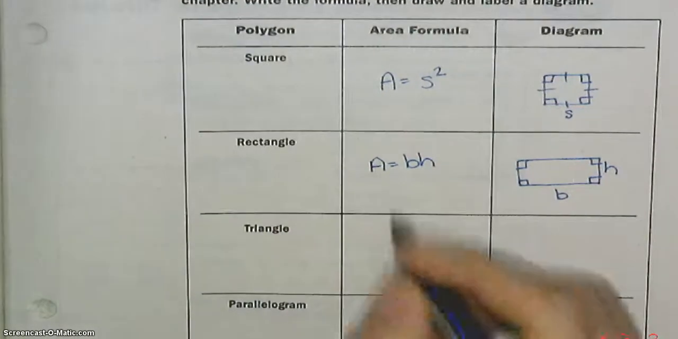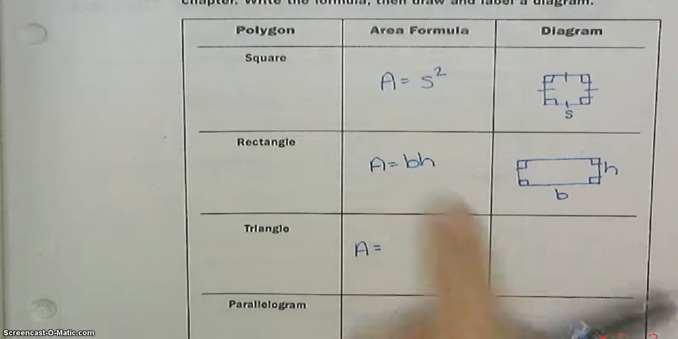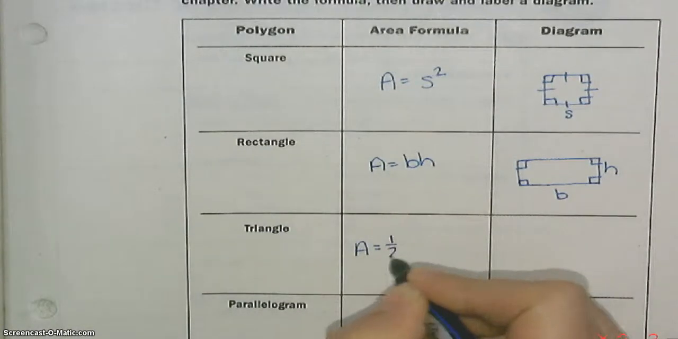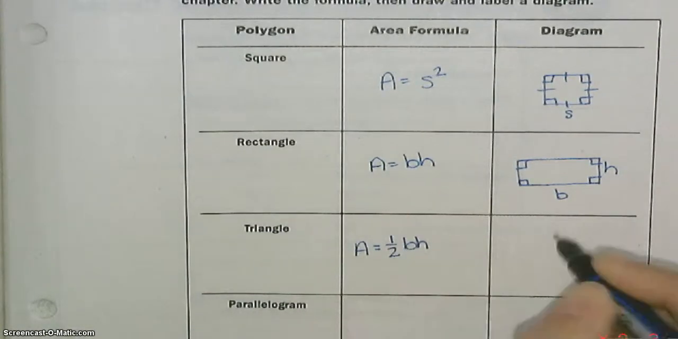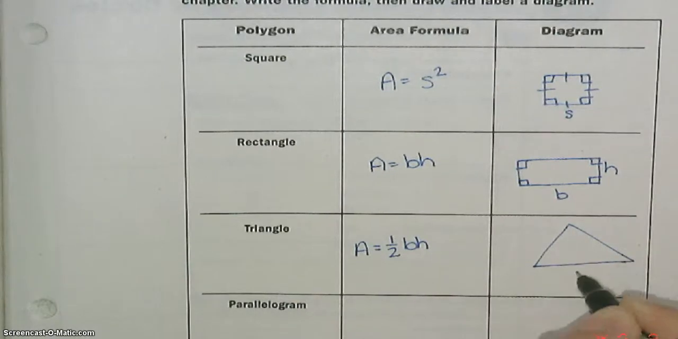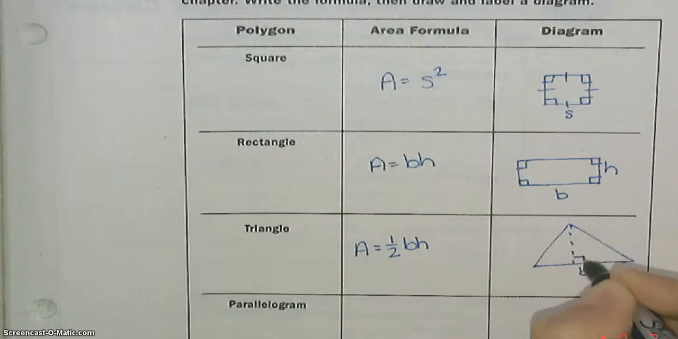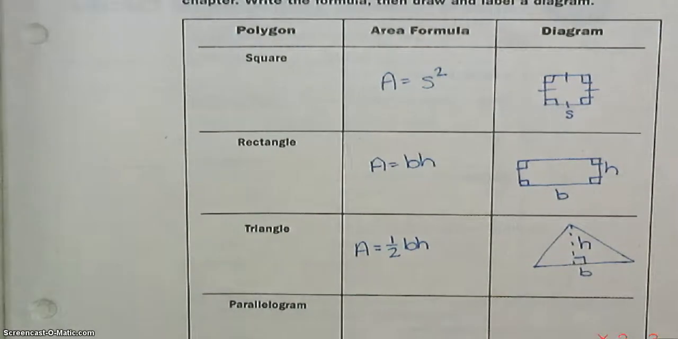A triangle is half of a rectangle. So we have to do half of this formula. So it's 1/2 the base times the height. Draw a triangle. Here's the base. Remember the height has to make a right angle. So there's the height.